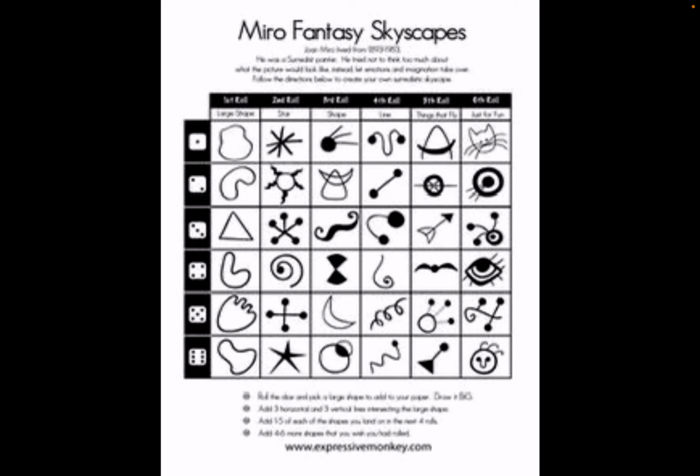Third row, which is shapes. If you got the third row and you got a 3, you're going to draw a mustache. Third row, number 5, you're going to draw a crescent moon, which is going to be part of the skyscape too. The fourth row is going to be lines. Let's say fourth row, if you got a 2, then you're going to have a diagonal line with dots.